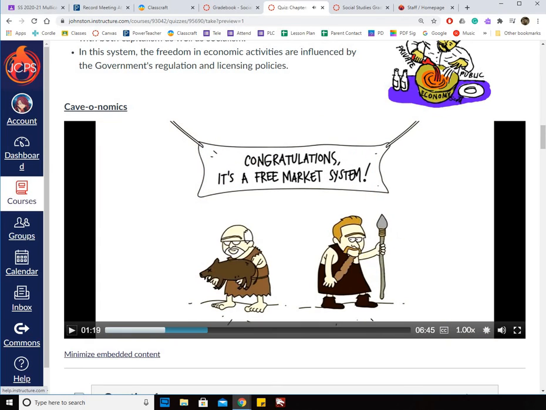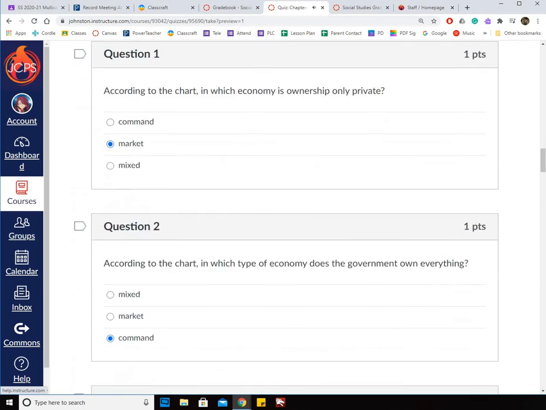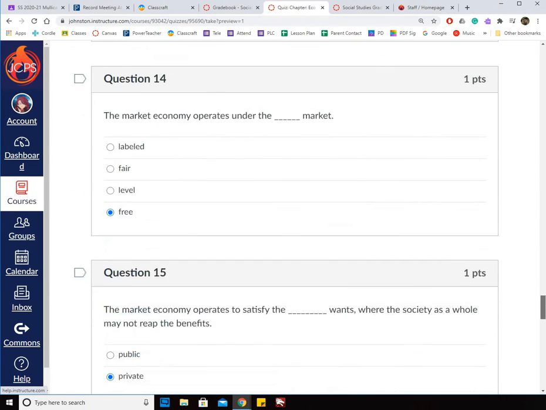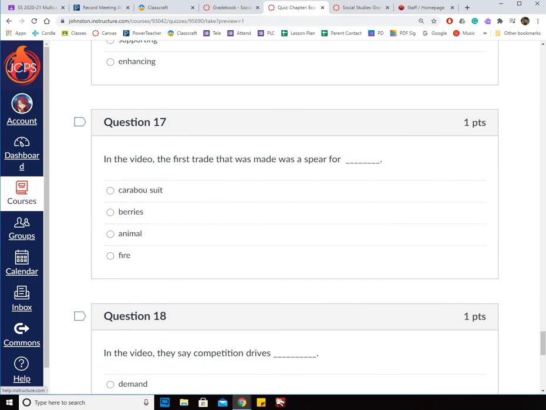All right. So that's our first answer. So it was an animal. So this is actually like what would be traditional. So bartering, direct trade, no money.